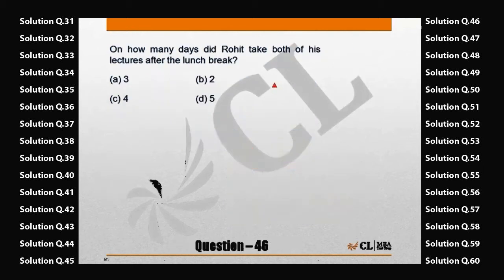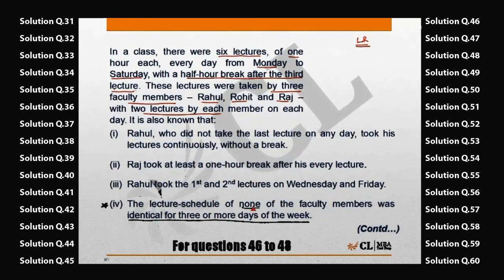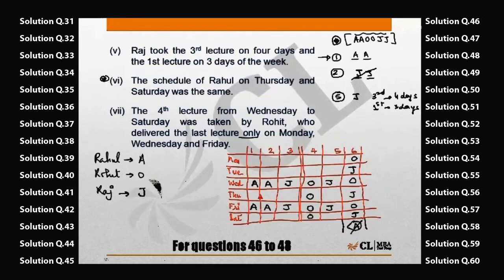Now let's combine a few things. AA has to be together, and the lecture schedule of none of the faculty was identical for 3 or more days. So AA is here, AA is here. AA cannot be in these 2 positions because it will be identical, and AA has to be together. A cannot come here. The only position for A in this case would be AA. Same is the case for Saturday. A cannot come here. This position is already taken, AA and AA. Therefore AA has to come there.